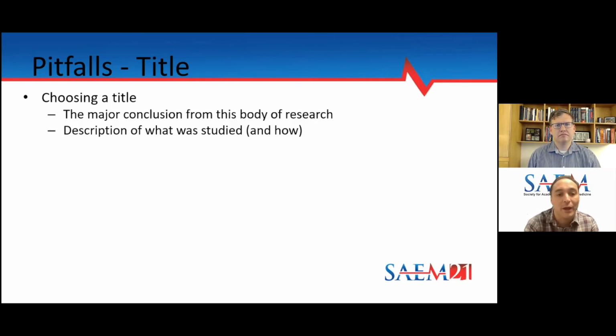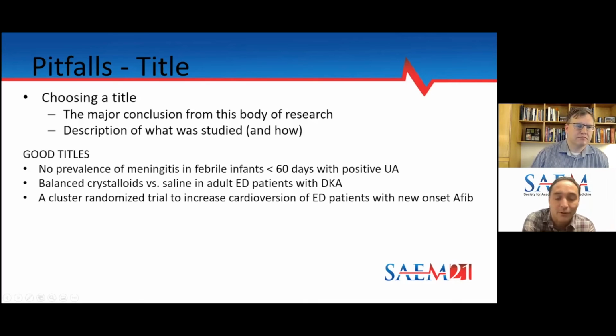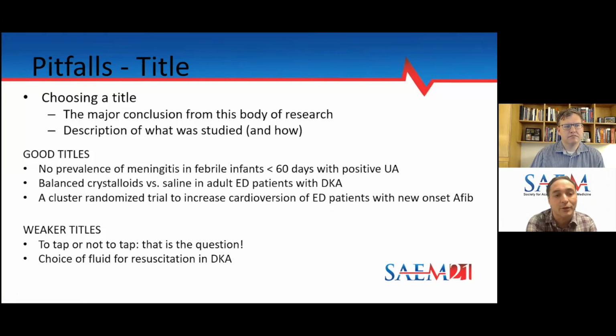So, Nick, if you could just advance it, to give you an example of some good titles. These are some that I have somewhat paraphrased, but these are from past years of really strong abstracts. The first one I really like: no prevalence of meningitis in febrile infants less than 60 days with a positive UA. This tells you what they did, and it tells you what their major conclusion was, all in one. I think that's really a high quality title.